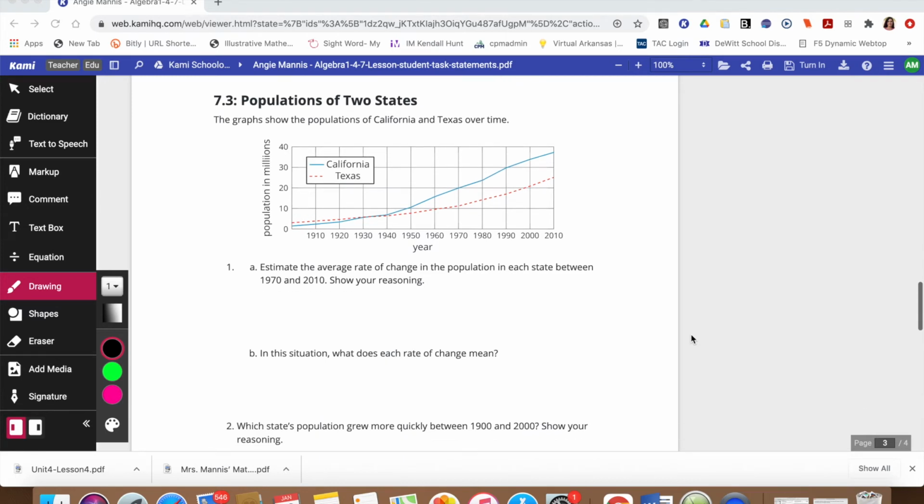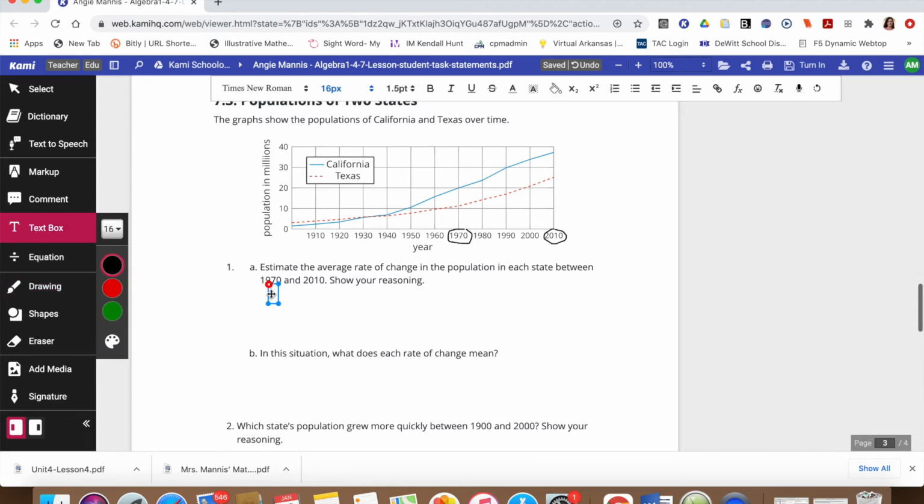We're looking at these graphs that show the populations of California and Texas over time. And we're going to estimate the average rate of change in the population in each state between 1970 and 2010. So from 1970 to 2010, we know that is 40 years. You could calculate that, 2010 minus 1970. And then you're just going to see how the population changes in that time, in that interval.